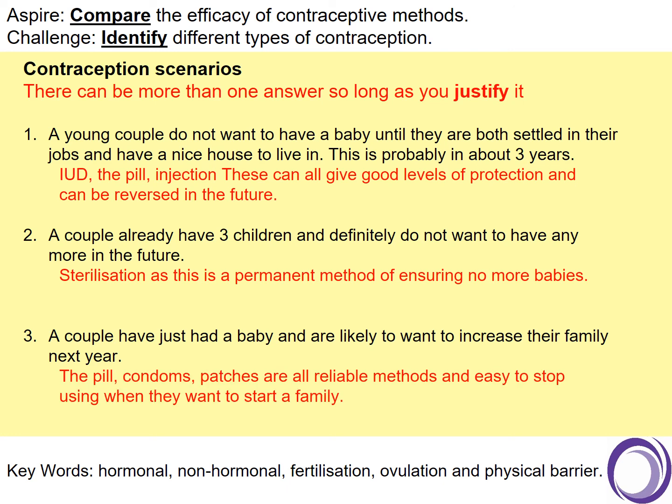The final one, the couple that have just had a baby but are likely to want to increase their family within a year, I've said pill, condoms and patches are reasonably reliable methods and easy to stop when they want to start having a family. So the injections and the implants would not be as suitable here because they're not quite so easy to reverse the effects of when they decide to want to have a family, if it's in such a short period of time as a year. So hopefully you managed to get some ideas down there.